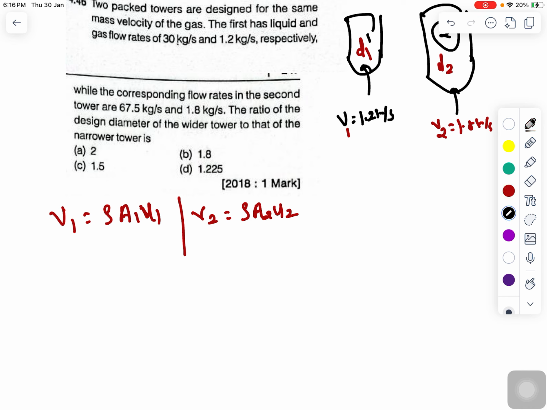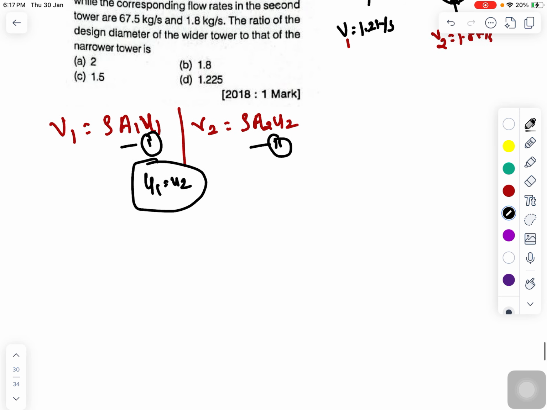It has been given in the problem that U1 is equal to U2, and V1 and V2 are also given. Let's call these equation first and equation second. The density of the vapor in both of these columns is the same. So if I divide V1 by V2, I can write rho A1 U1 divided by rho A2 U2, and rho 1 and rho 1 will get cancelled out.